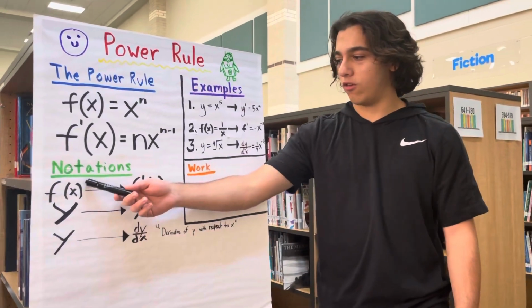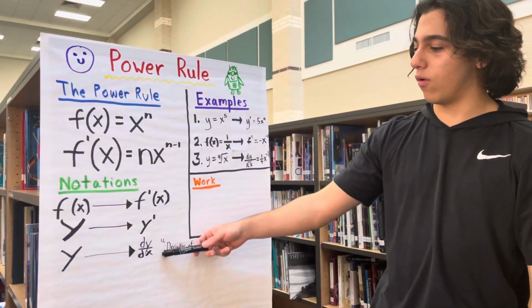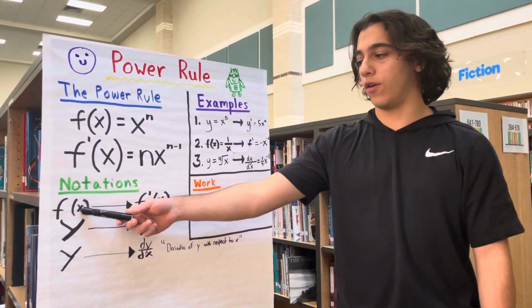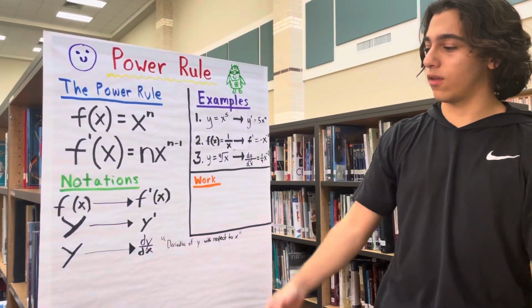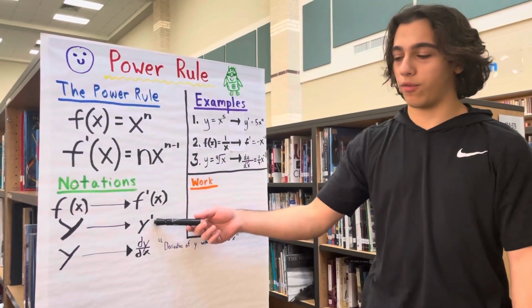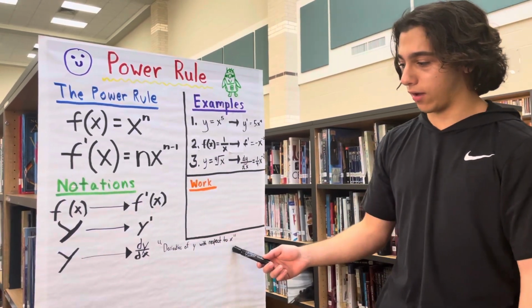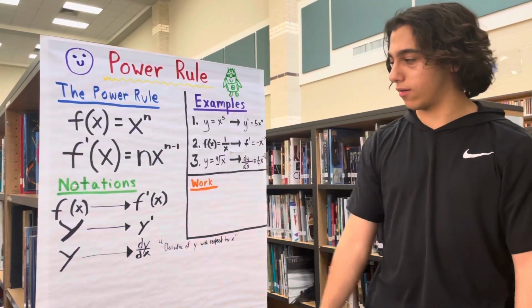Over here we have the notations where it's meant to show what the function becomes. So f of x, the function of x, becomes f prime of x. Y can be y prime, or it can be represented as dy dx, which means the derivative of y with respect to x, hence dy dx.